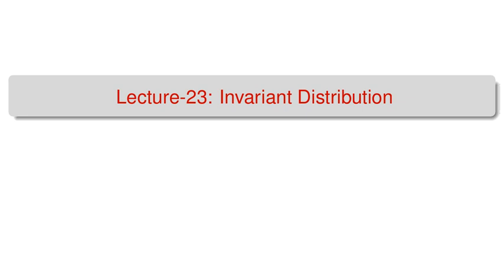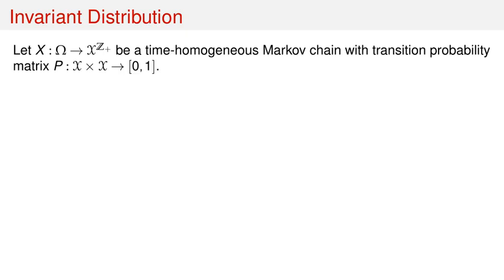All right, everyone, let's delve into the concept of invariant distributions for Markov chains in this lecture. We'll begin by considering a time homogeneous Markov chain, which we'll denote as X. This chain maps from our sample space Omega to the state space script X raised to the power of Z plus, which represents discrete time steps.